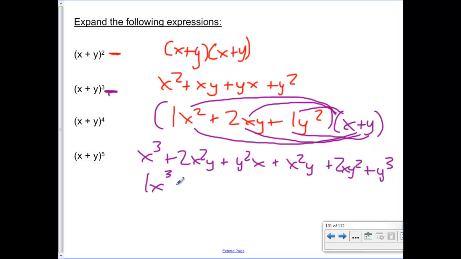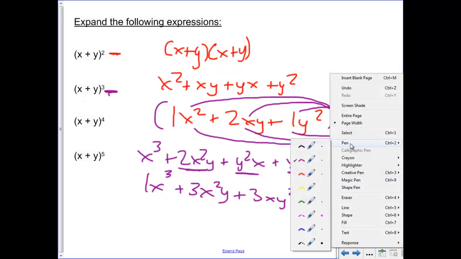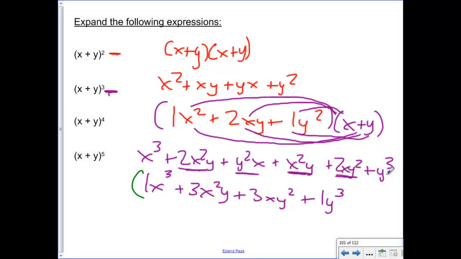When I'm done, I've got 1x to the 3rd. This guy and this guy can add together. So you actually have 3 x squareds with y. This guy and this guy add together, which gives you 3xy squareds. And then there's 1 y to the cubed. Okay, you're going to see a pattern here after a while. I hope you're going to see it. So now I'm going to multiply this by another x plus y.